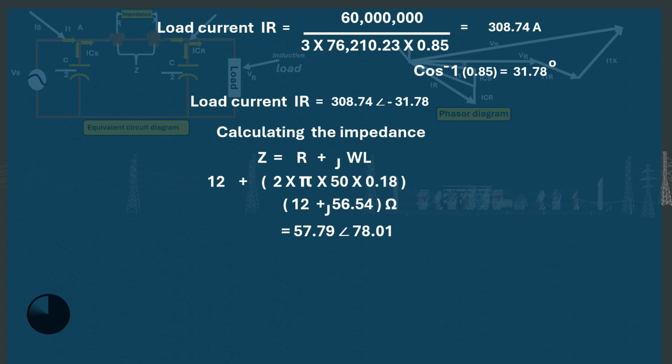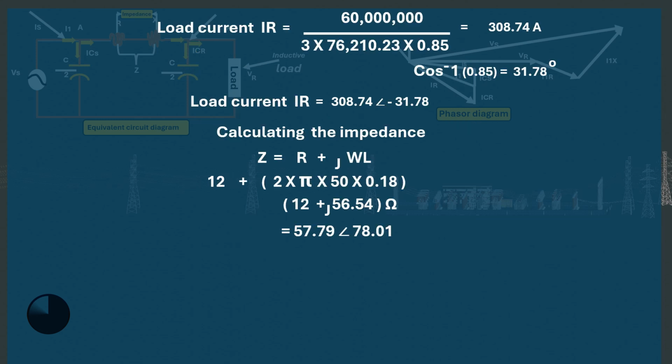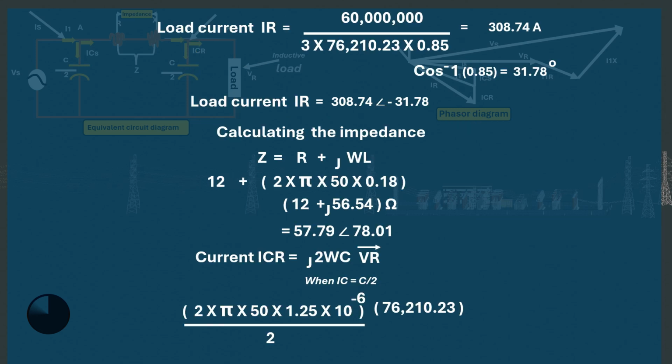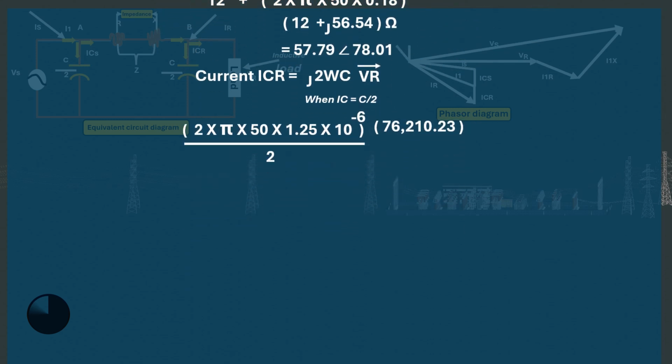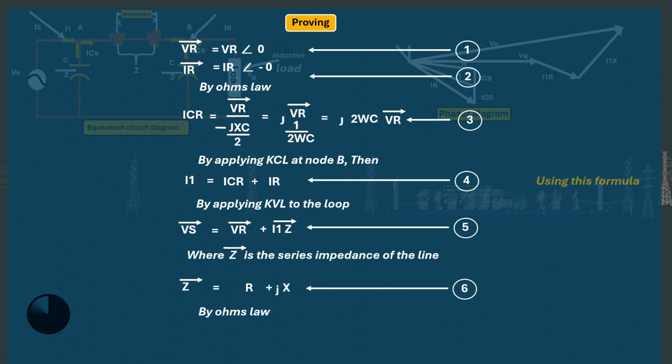Also, the current flowing through the capacitor at the receiving end, ICR, can be calculated. So ICR is equal to j2 omega C times VR. When we slot our values in and multiply both, our final value will be 14.960 amperes at an angle of 90 degrees, which is because in a capacitor, current leads voltage by 90 degrees.